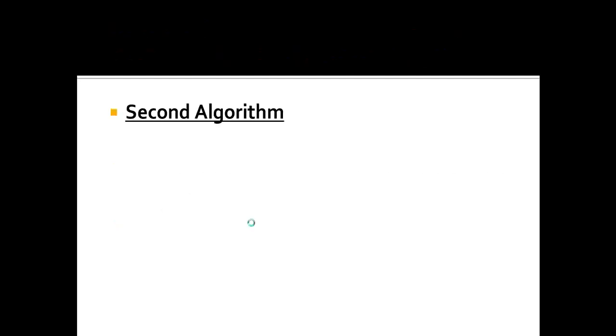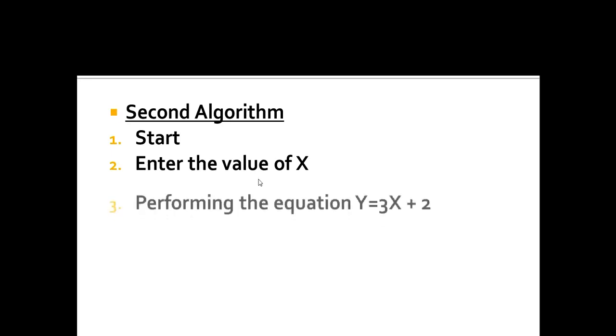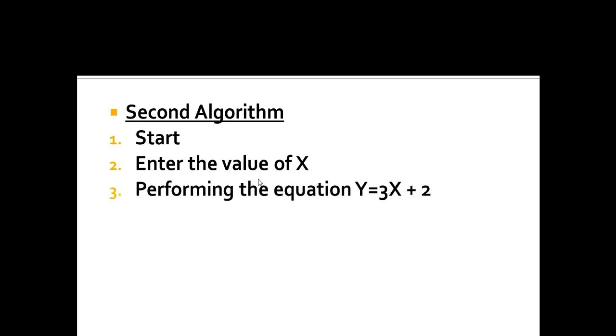Second, the algorithm. As we said, we're writing steps, and the first step should be 1, start. 2, enter the value of x, and we used the word enter to represent the inputs. Then will be the process or the equation, performing the equation y equals 3x plus 2. Then we're having print the value of y. Printing the value of y means we're going to output the value of y. And finally, we're having END.